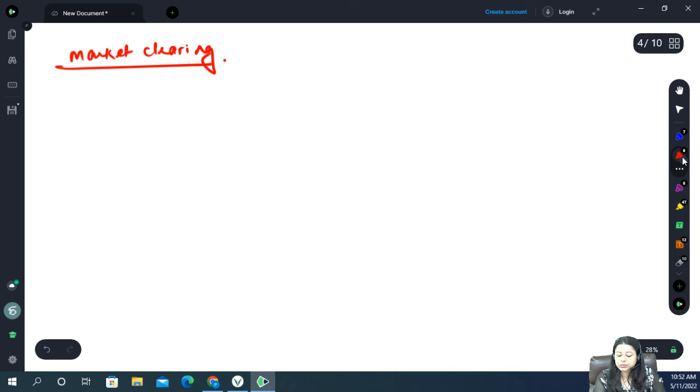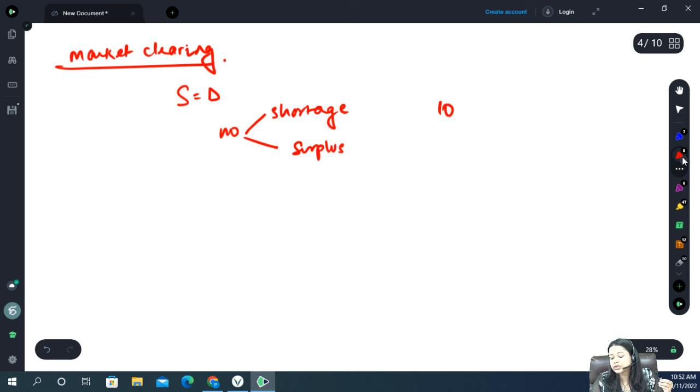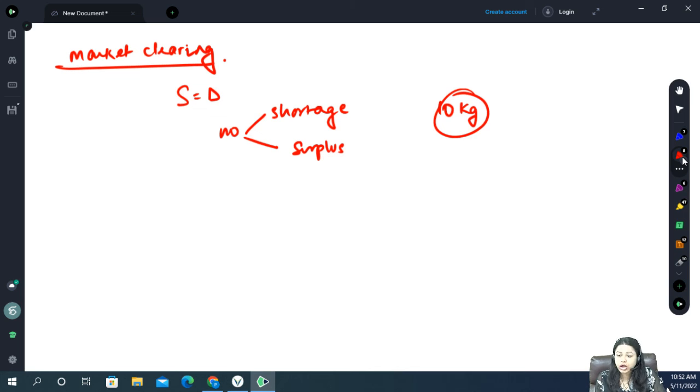Market clearing is basically when we say that the market is cleared. What does it mean that the market is cleared? Basically, when your supply matches your demand, it means that there is no shortage or no surplus. Meaning, for example, I produced 10 kg of a particular good and I managed to sell this 10 kg of the good. So basically there is no shortage in the market.